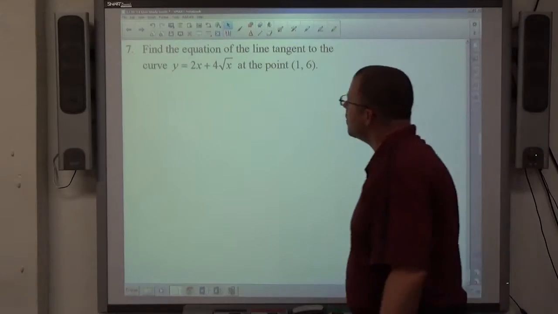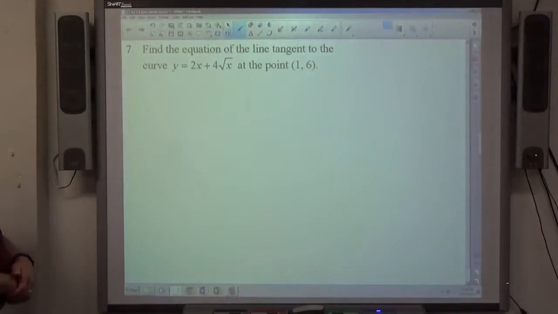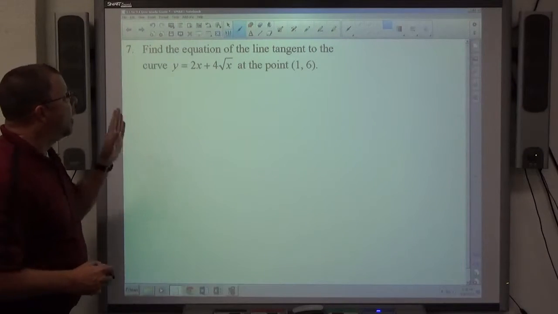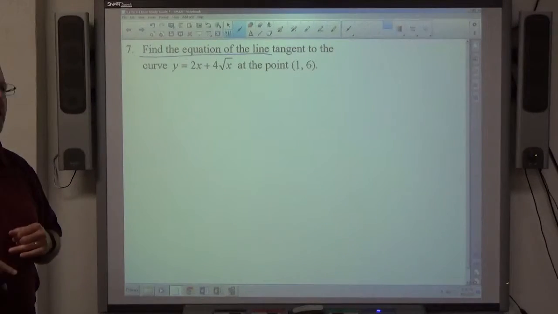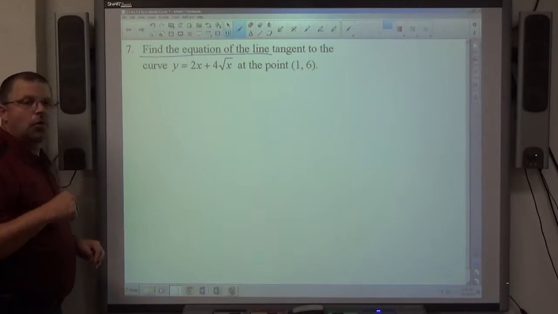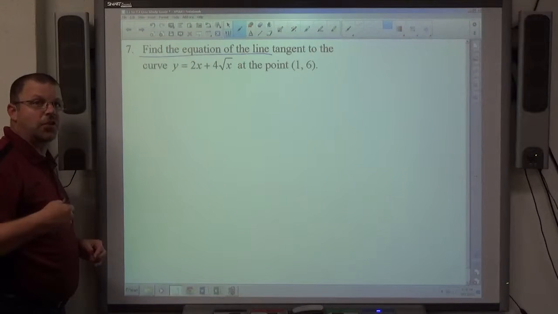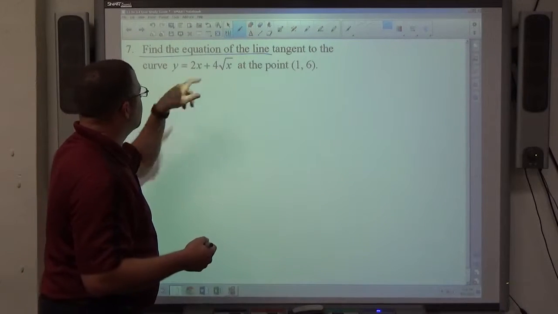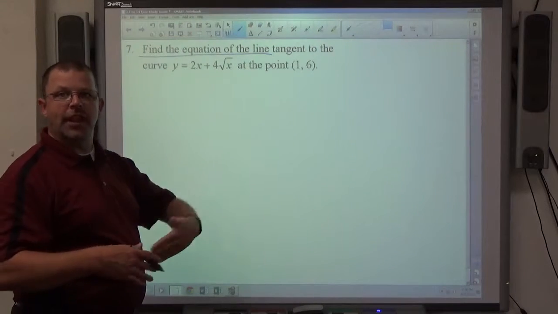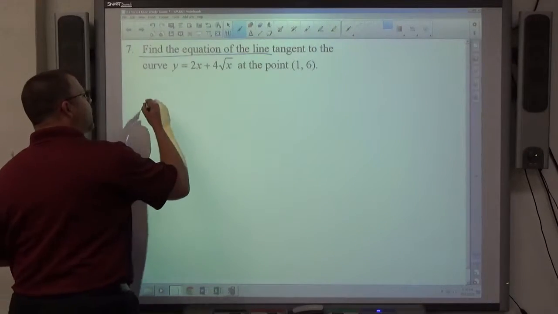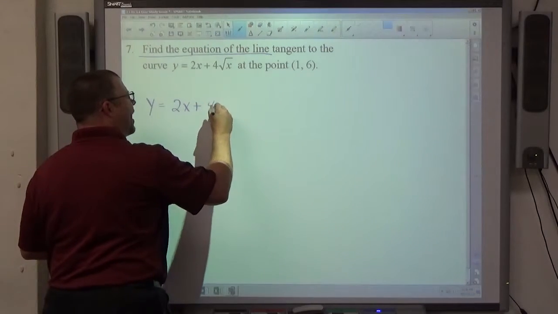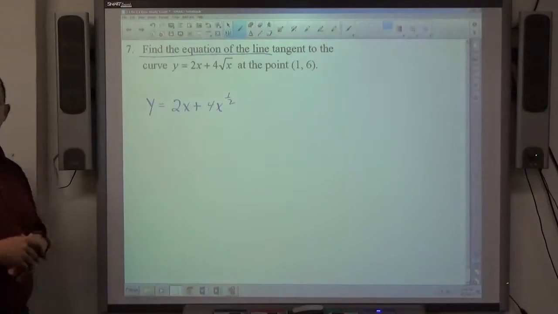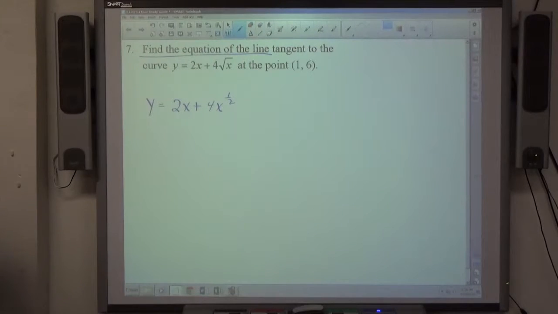Number 7. Find the equation of the line tangent to the curve y equals 2x plus 4 square root of x at the point 1, 6. So, find the equation of the line means find the slope, find the y-intercept. As we've already discussed in class, the slope formula for any equation is its first derivative. This function y equals 2x plus 4 square root of x is a function that has a slope formula. In this case, I would rewrite the function as y equals 2x plus 4x to the half. I'd create that power structure we've done on all those other problems, since that's so easy to do.